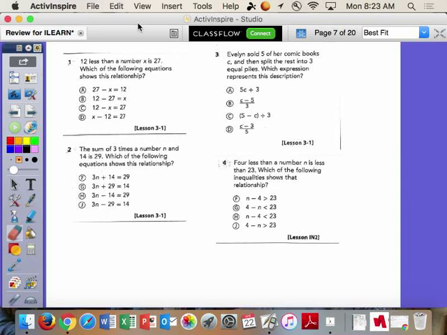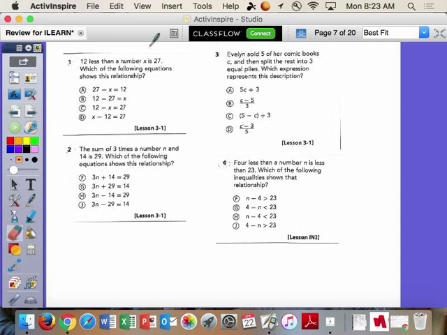All right. Now, you should be on the third full page of the packet. No, something like that. But it should look like this. So it says 12 less than a number x is 27.